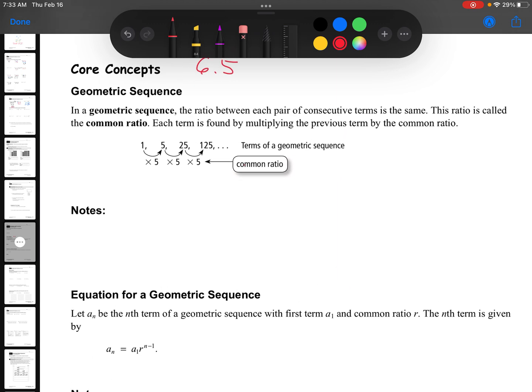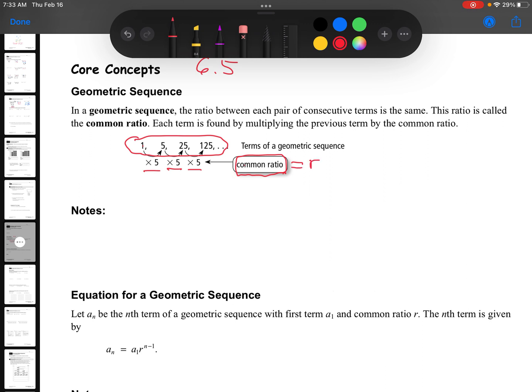Take a look, and this is also in your packets, at this sequence of numbers: 1, 5, 25, and 125. What is going on this time? The next term is being generated as you multiply by 5. Take a look at this. This is what we call a common ratio, and we're going to use the letter R to label it.